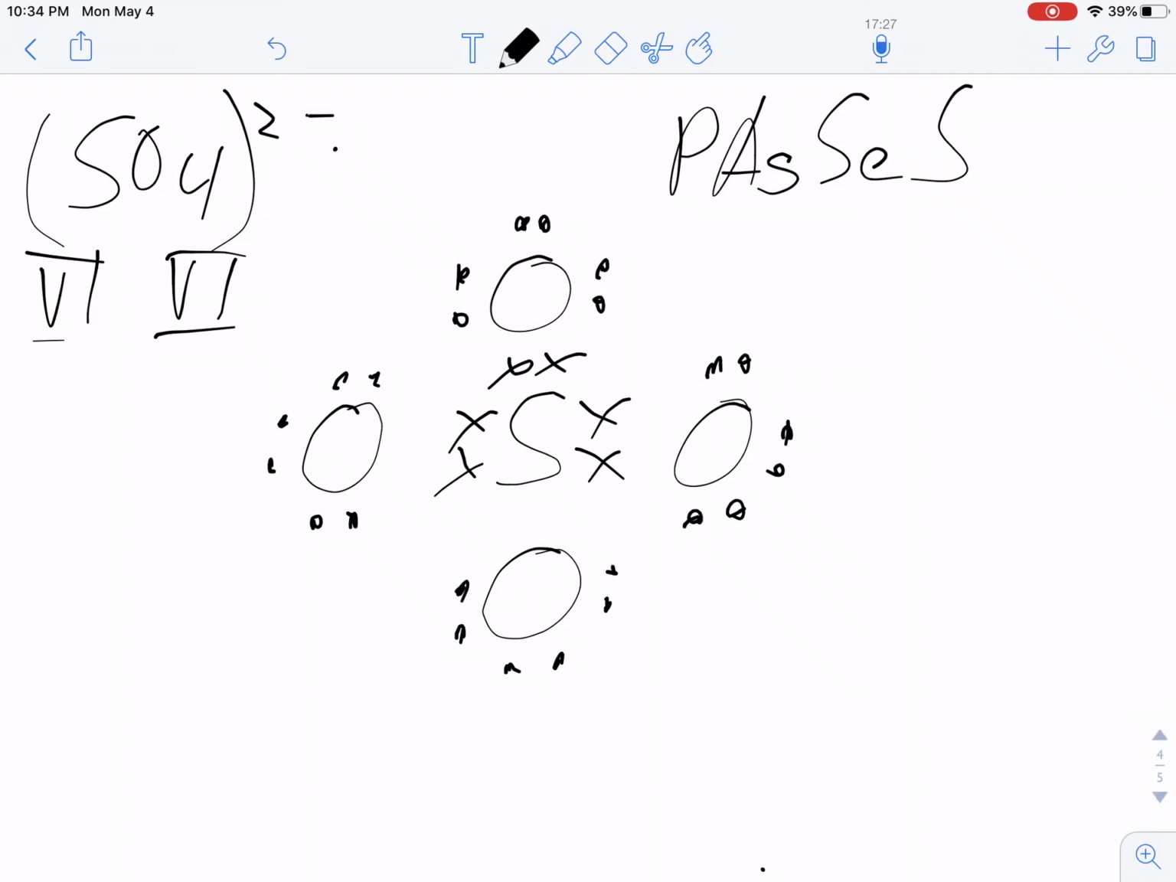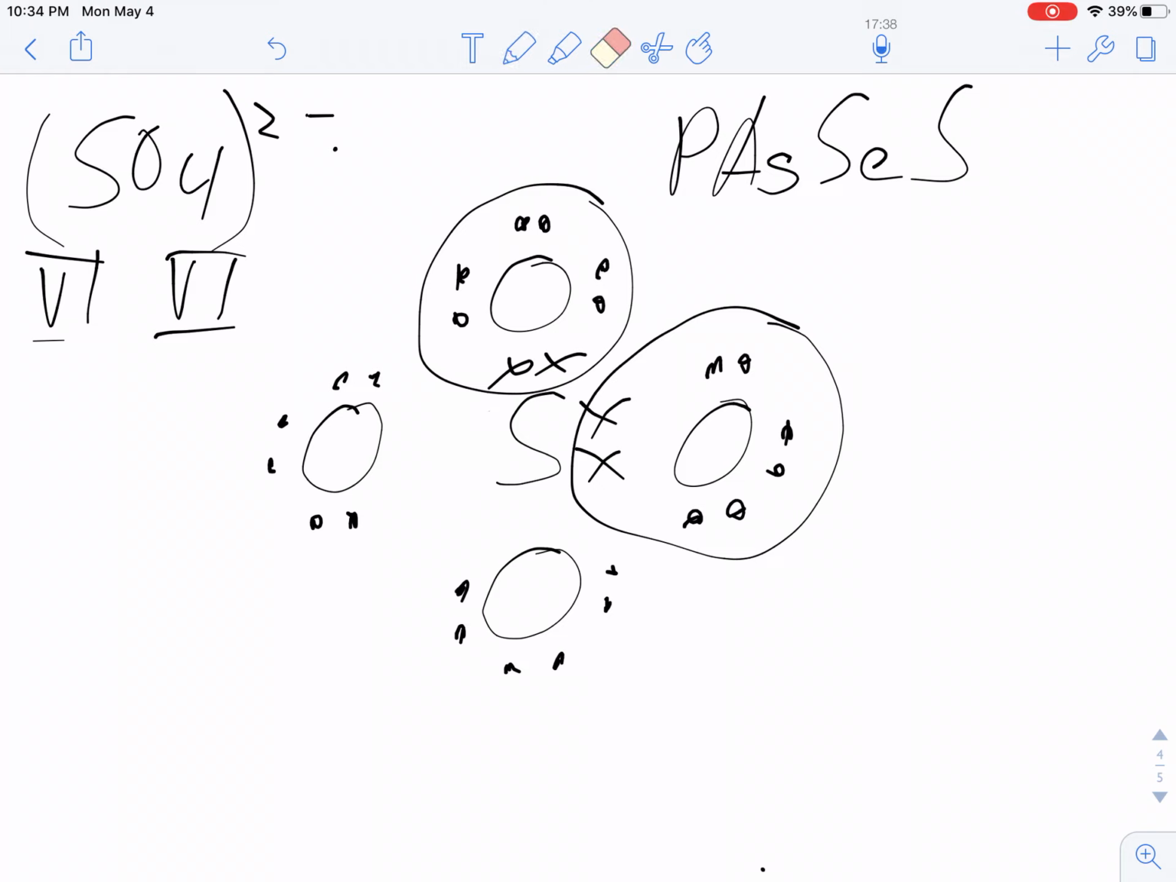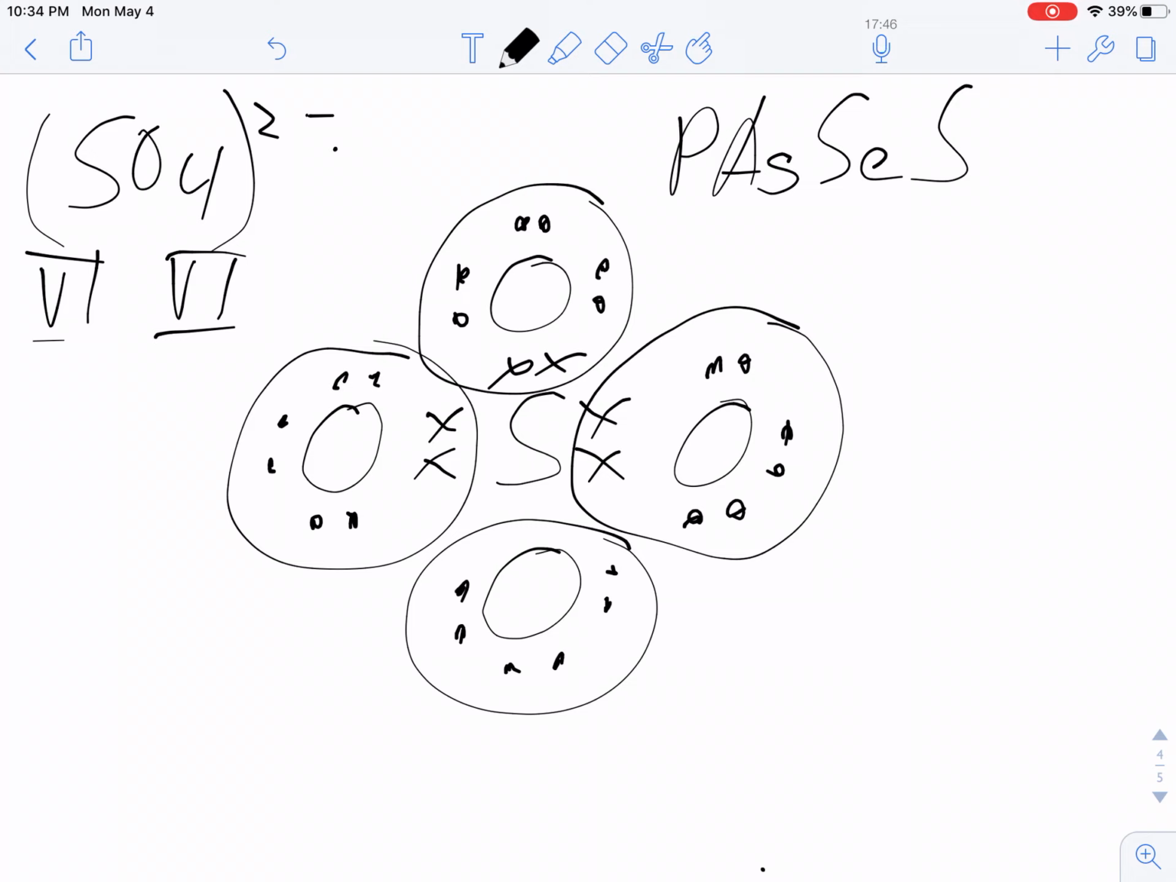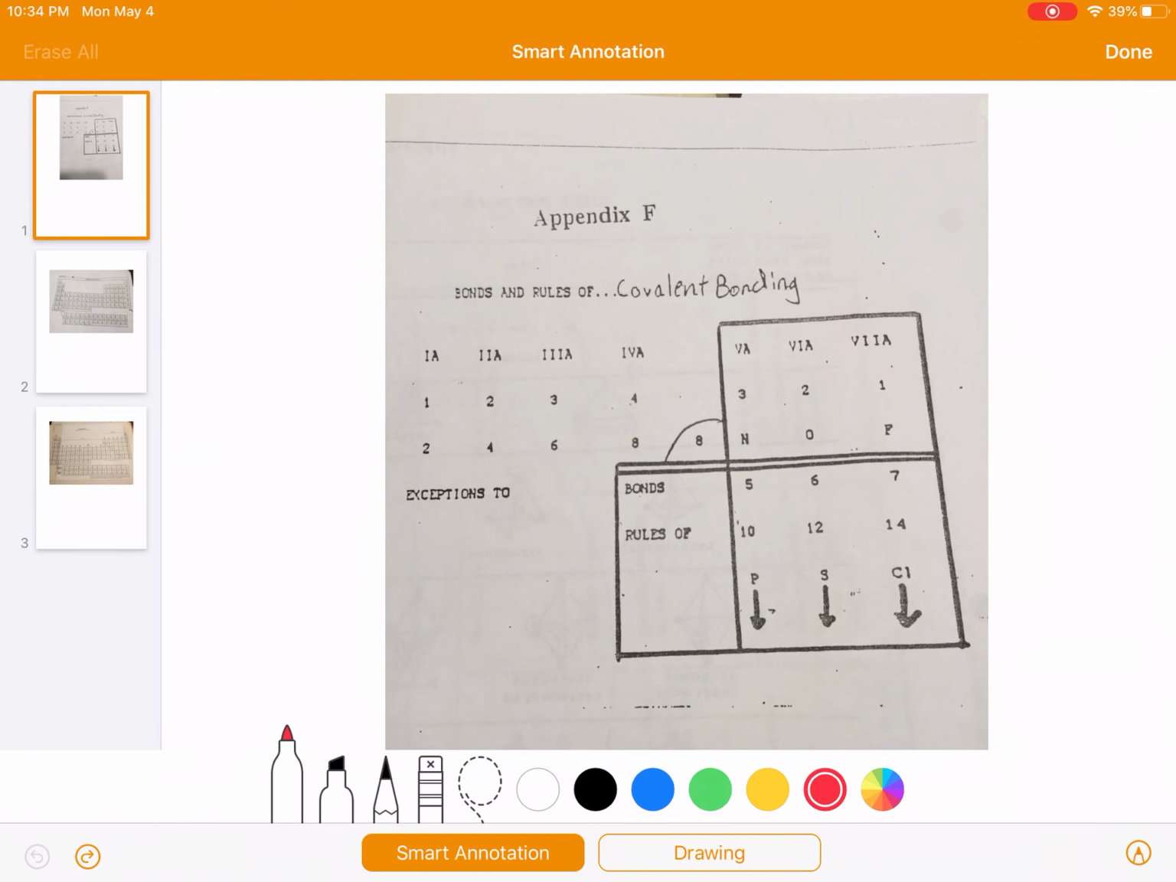So both the sulfur and the oxygen need 8 electrons around it. So by sharing, the oxygens are getting 8 electrons. But this oxygen down here is not getting 8 electrons. In addition, the sulfur needs 8. How do I know the sulfur needs 8? Well, if we go back to my little chart here, it says here that sulfur is in group 6A. If sulfur is in group 6A, it's going to need 8 electrons.